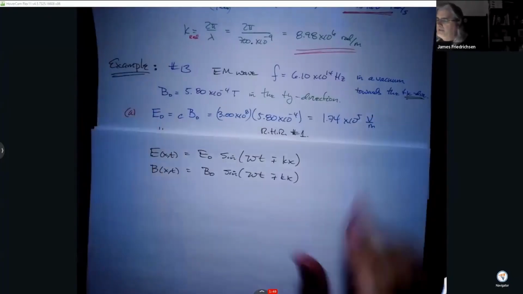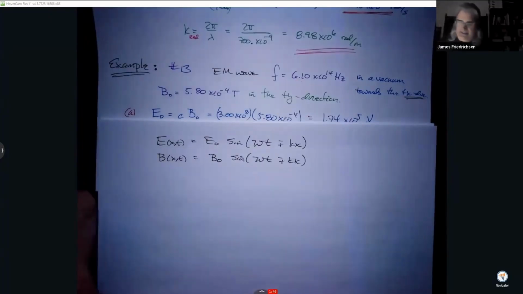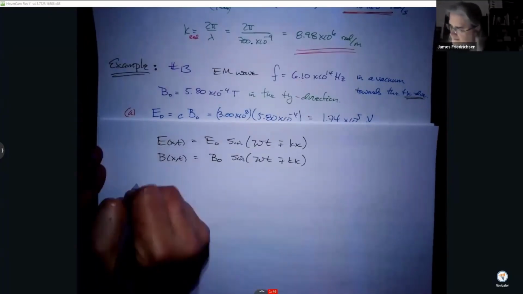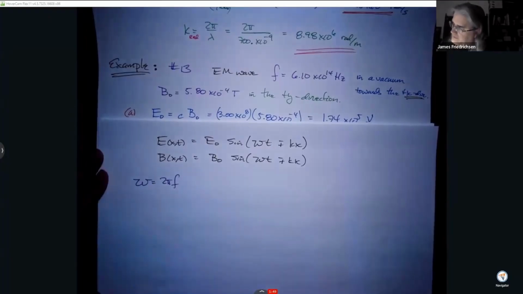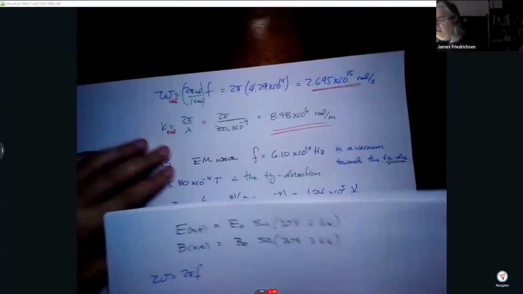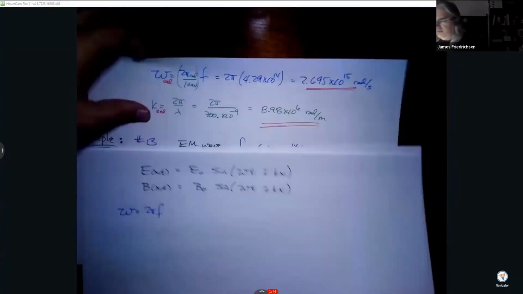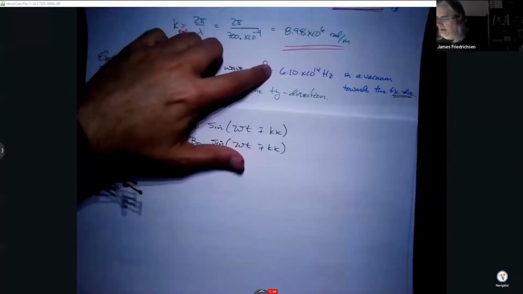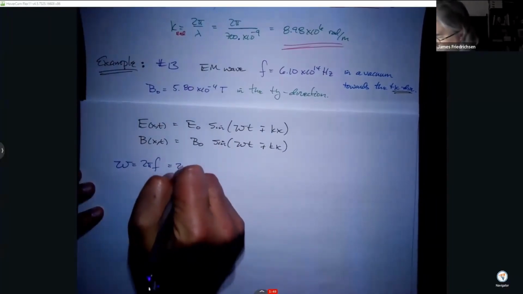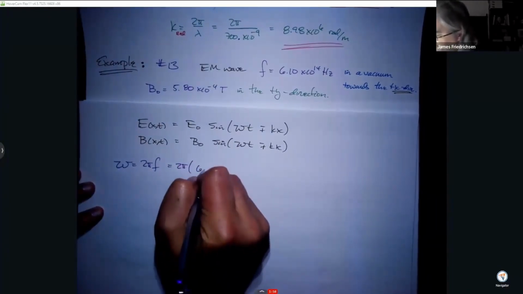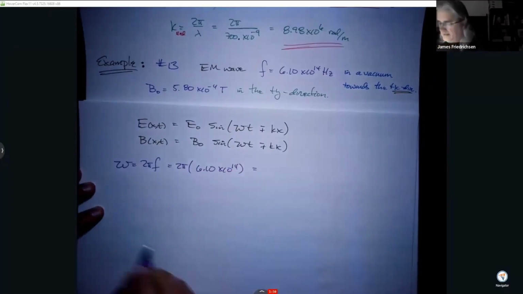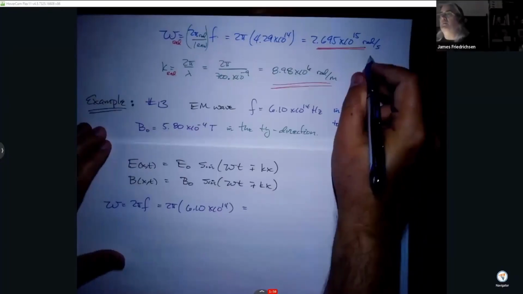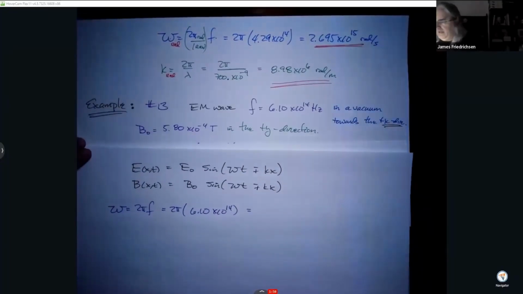Okay, so since we have F, we find that our omega is 2 pi times the frequency. Omega is 2 pi times the frequency. And we got our frequency. That's 6.10 times 10 to the 14 hertz. And so this will be our omega, and again, it'll be in the radians per second kind of thing.